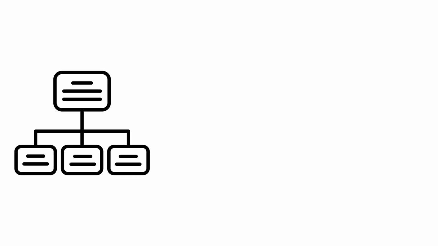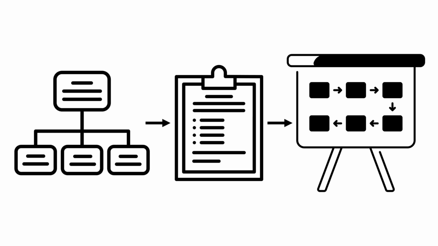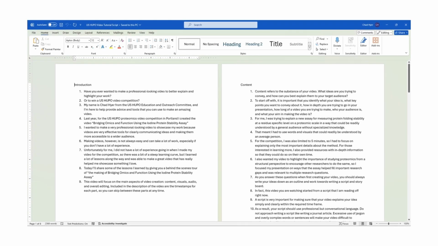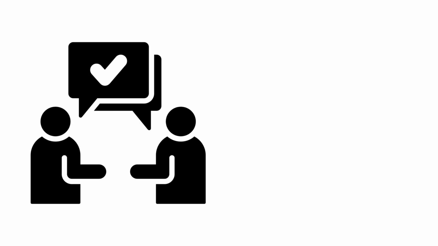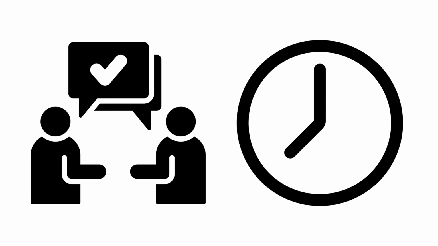As you answer these questions when first creating your video, you should always write your ideas down as an outline and work towards writing a script and storyboard. In fact, this video you are watching started from a script that I am reading off right now. A script is very important for making sure that your video explains your idea simply and clearly within the required time frame. As a result, your script should use professional but conversational language.